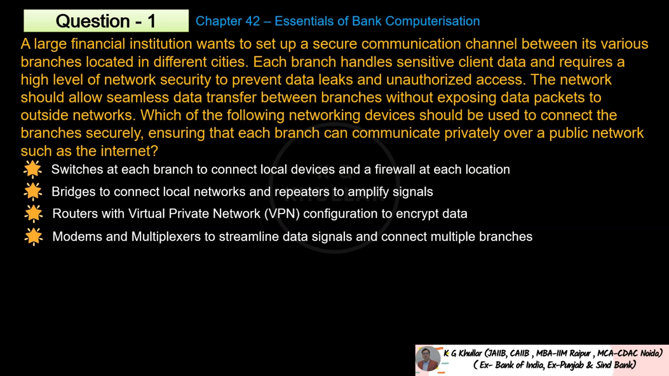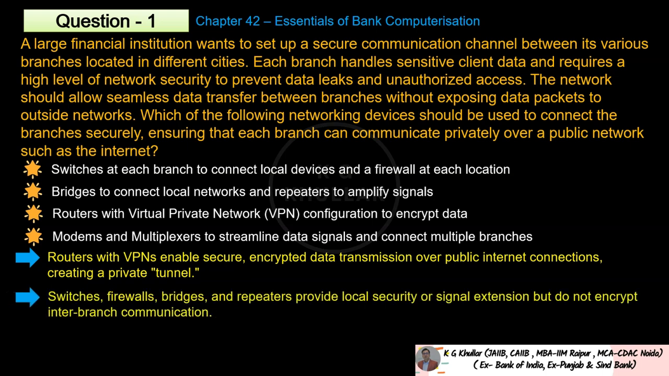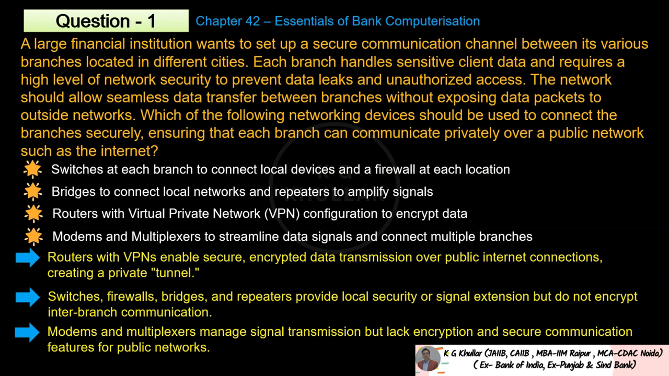Now friends, in financial institutions, data security and privacy are very crucial. Using routers with a VPN setup will allow branches to securely connect over the public internet by encrypting the data packets. This setup creates a private, encrypted tunnel through which the data travels, thus preventing unauthorized access. Friends, switches and firewall provide local network security but do not encrypt inter-branch communication. Also, bridges and repeaters are for signal extension and do not offer encryption or inter-branch connectivity. Then after this, modems and multiplexers only handle signal transmission and are not designed for secure encrypted communication over a public network. So as far as this question goes, the correct option is option C.